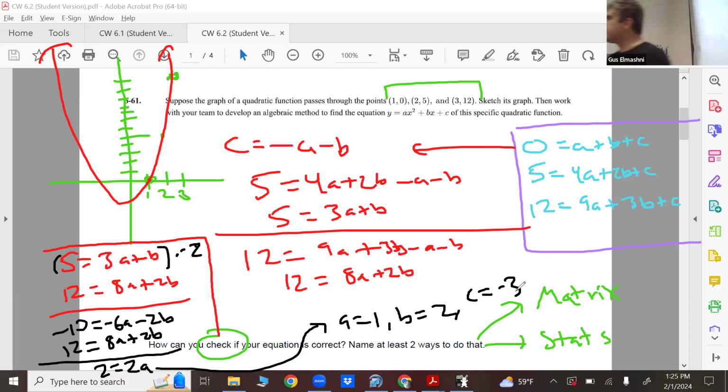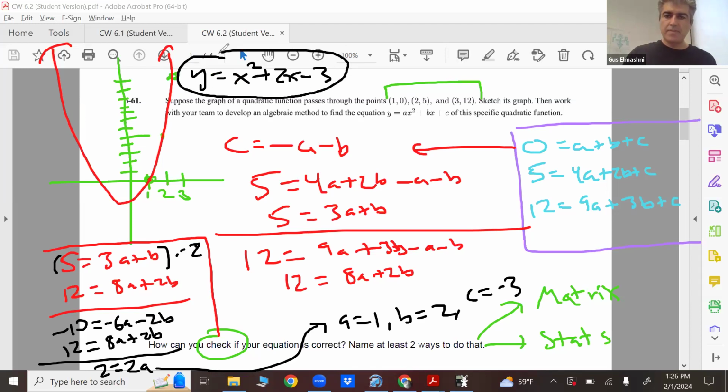Guess how I got that? Once I got a is 1, I put it back in here. 5 equals 3 plus b, b has to be 2. Or 12 equals 8 plus 2b, 2b equals 4, b has to be 2. Moving 1 and 2 here, c has to be negative 3. So your equation is going to be this. Y equals x squared, because a is 1, plus 2x minus 3.